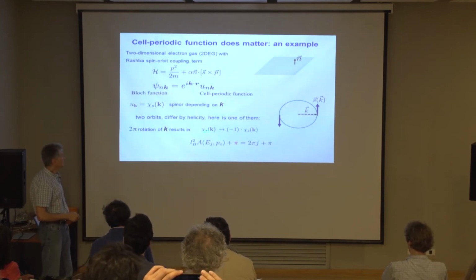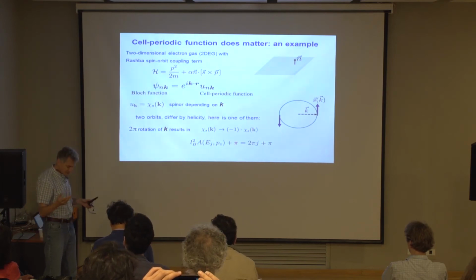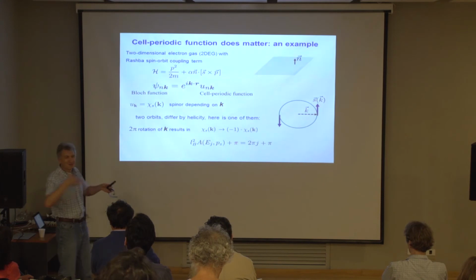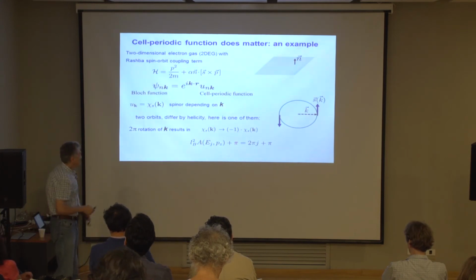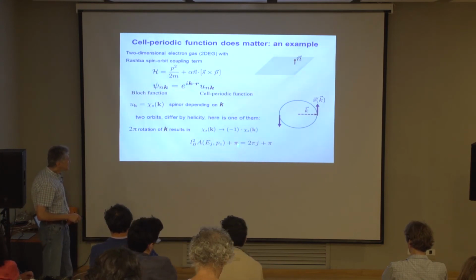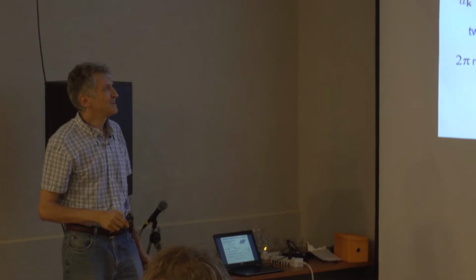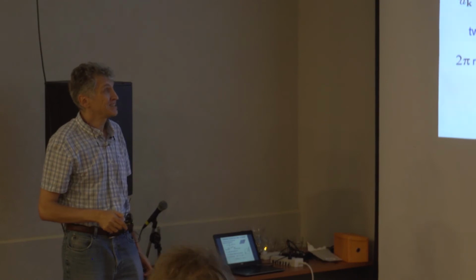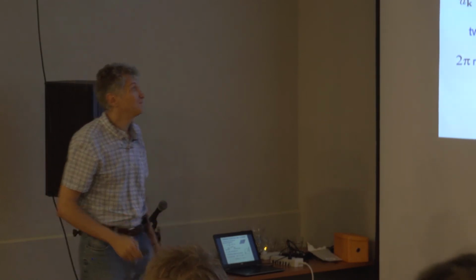So this is just the conventional phase that comes from the de Broglie wavelength multiplied by 2 pi r or whatever. But this additional pi is different. It just comes from the fact that there is a cell-periodic function and it does have structure.